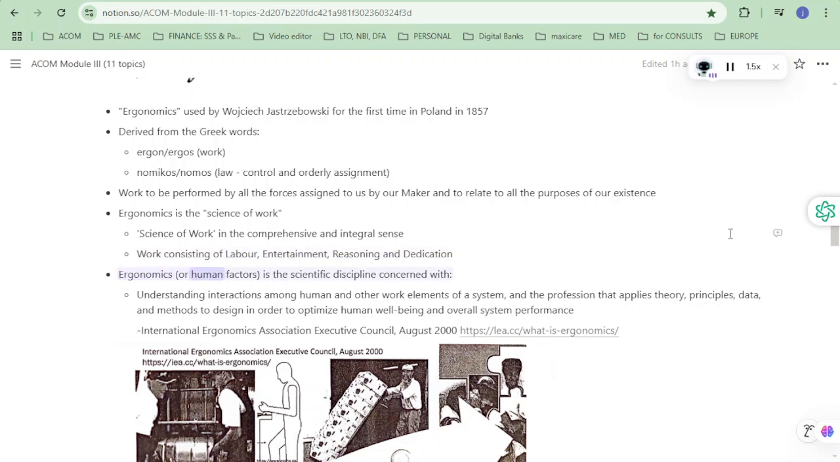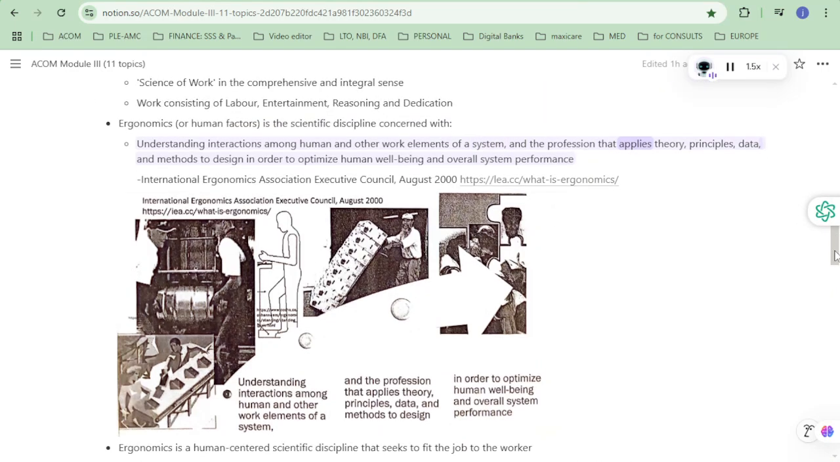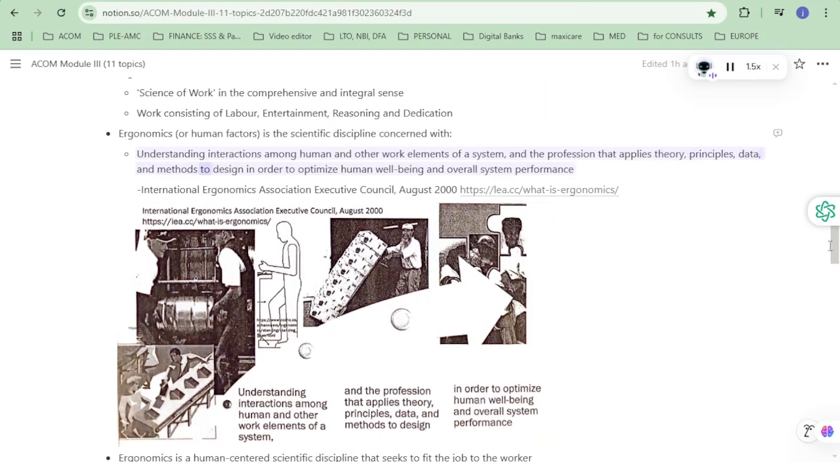Ergonomics, or human factors, is the scientific discipline concerned with understanding interactions among human and other work elements of a system, and the profession that applies theory, principles, data, and methods to design in order to optimize human well-being and overall system performance. International Ergonomics Association Executive Council, August 2000.